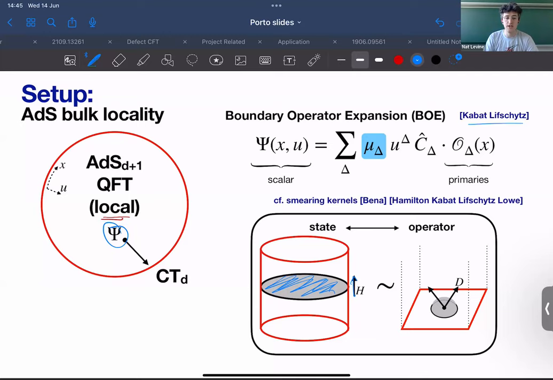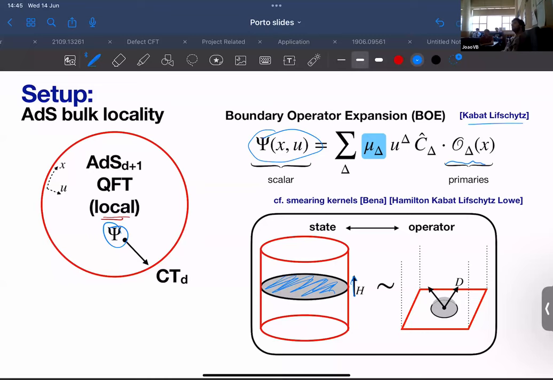And so basically, all you have to do to argue that a bulk field can be expanded as a sum of boundary primaries is just to say that general states are sums of energy eigenstates, and energy eigenstates are related to dilatation eigenstates, which must be local operators, which are either primaries or descendants. And so that's how you argue. So you get a sum over primaries.